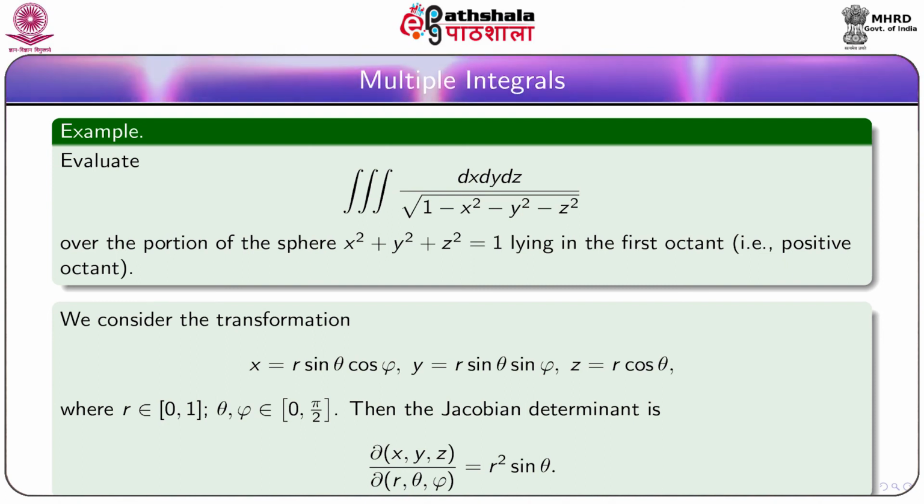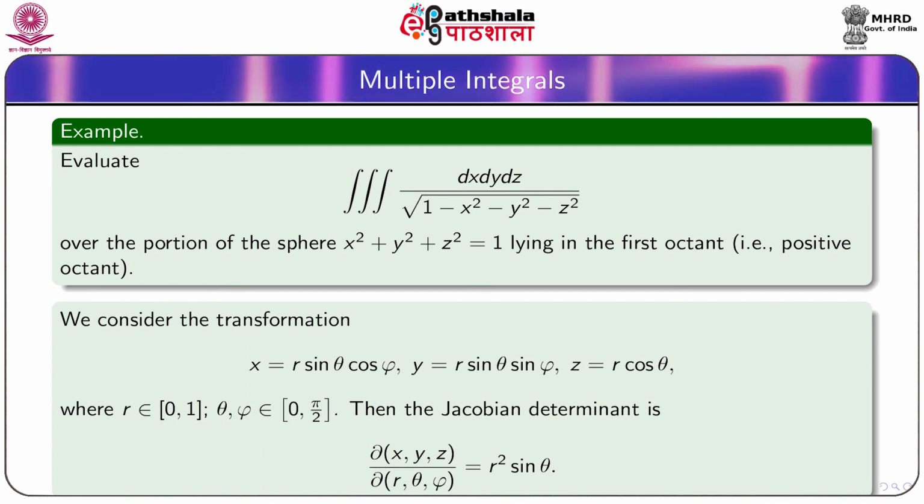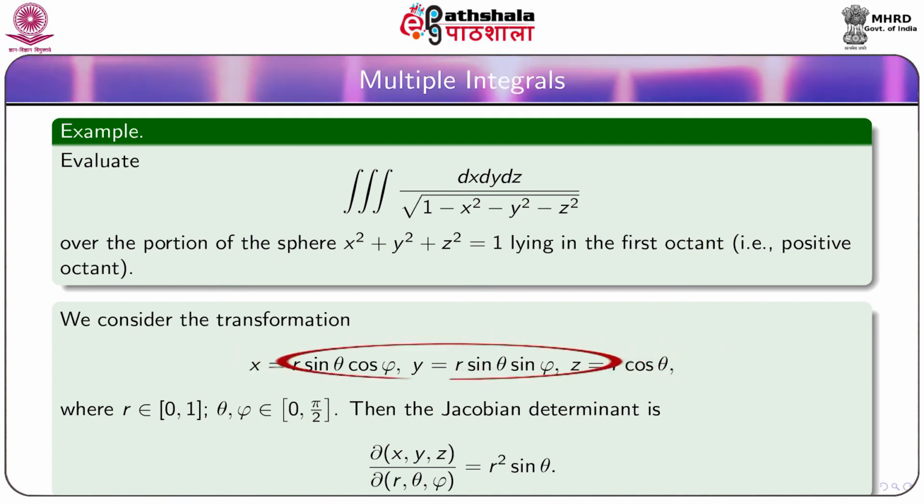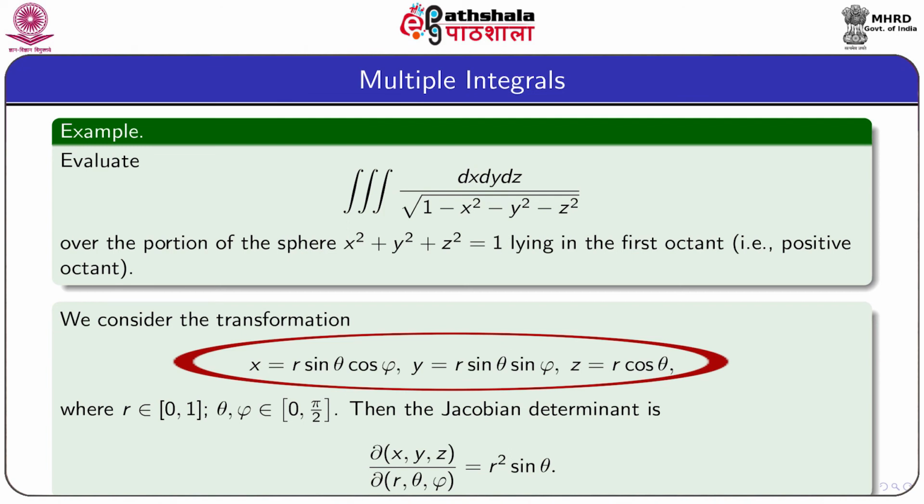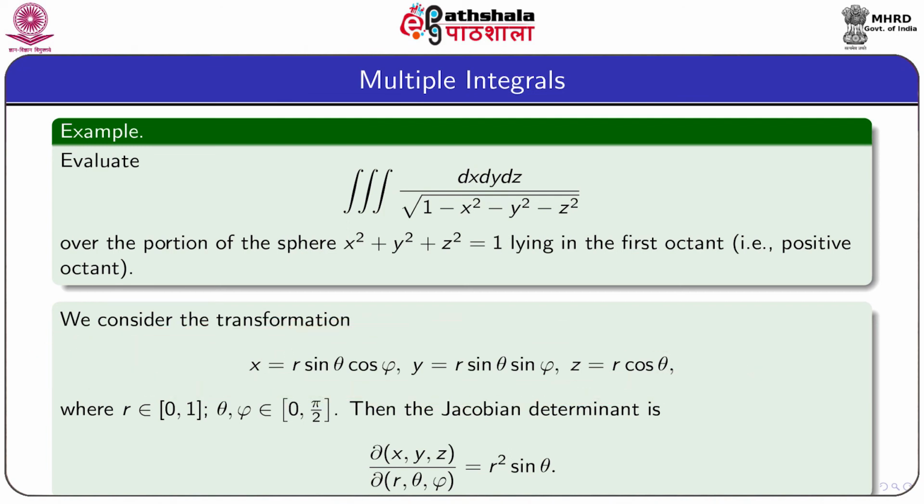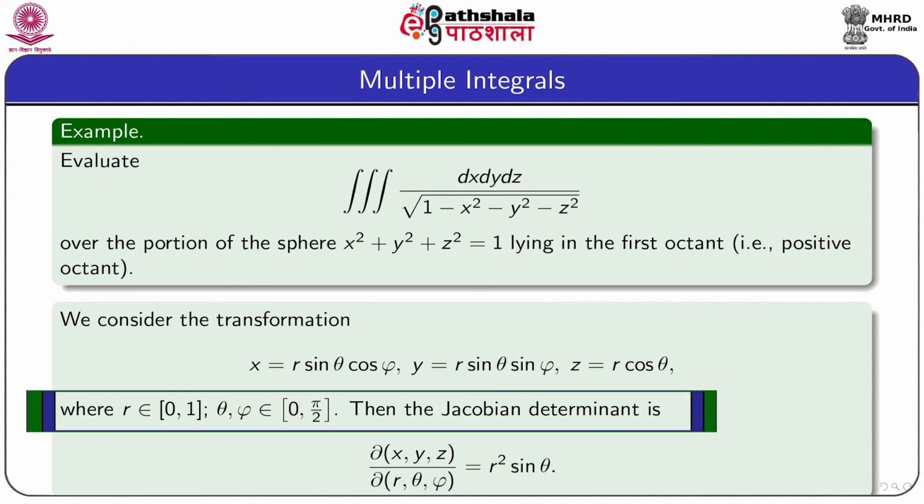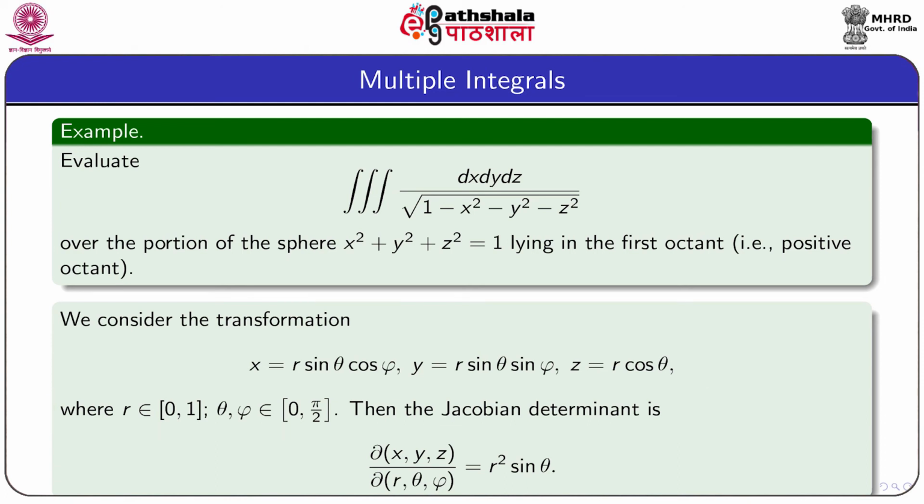To make the solution easier, we consider the transformation x equal to r sin theta cos phi, y equal to r sin theta sin phi, z equal to r cos theta, where r is from the bounded closed interval 0 to 1 and theta and phi are from the bounded closed interval 0 to pi by 2. We find that the Jacobian determinant del xyz by del r theta phi equals r squared sin theta.